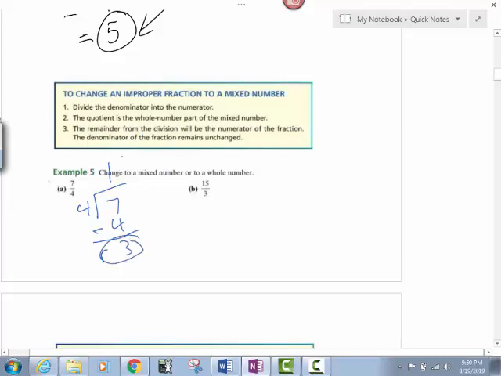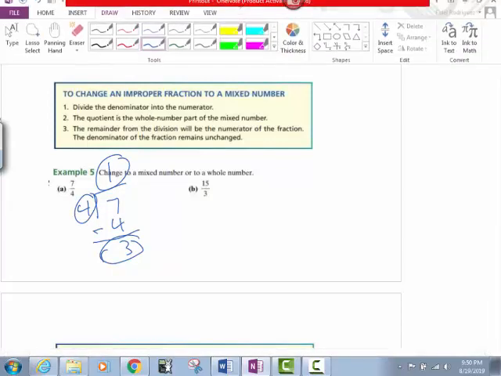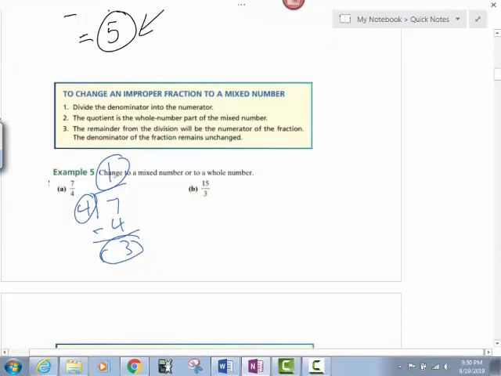Okay. I'm going to use these 3 numbers here to write it as a mixed number. So what I'm going to do is say, okay, that number 1, that's my whole number part. The remainder is the number that goes on top. The denominator remains unchanged. So that stays a 4. Okay.